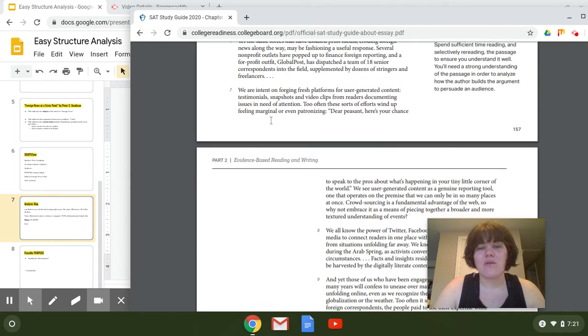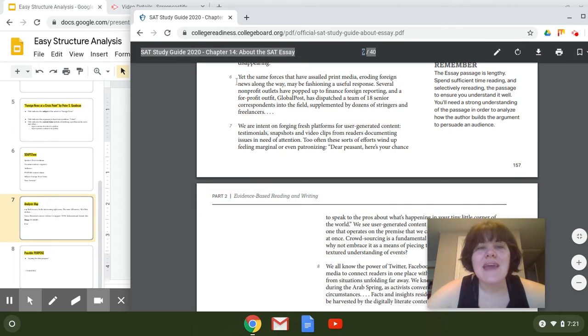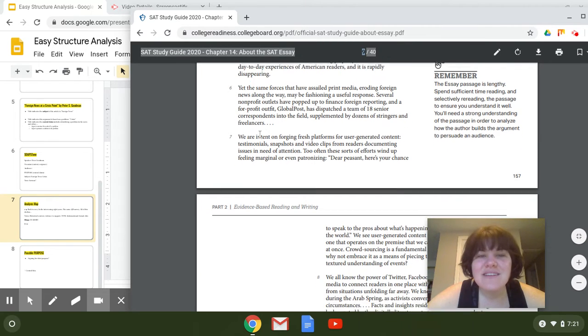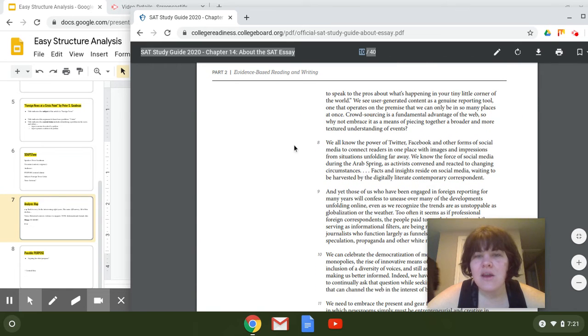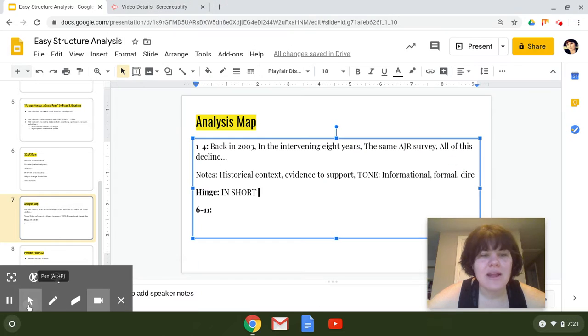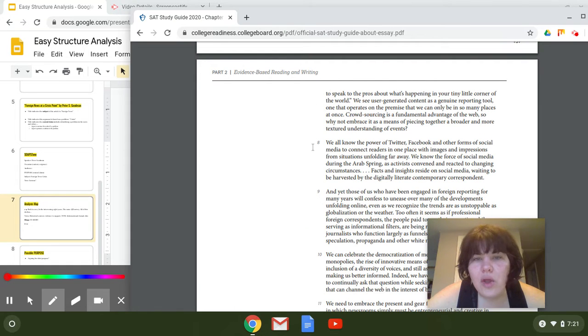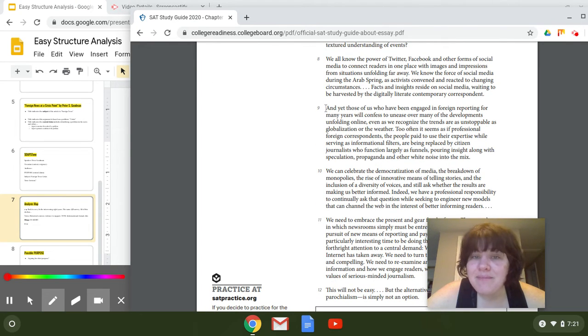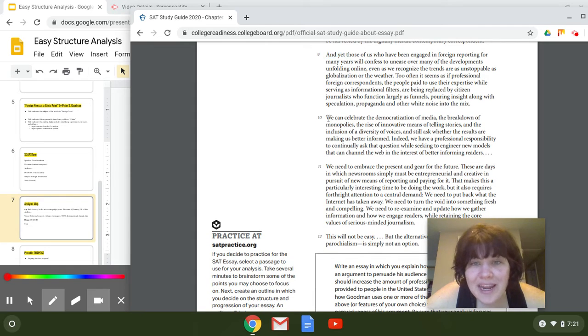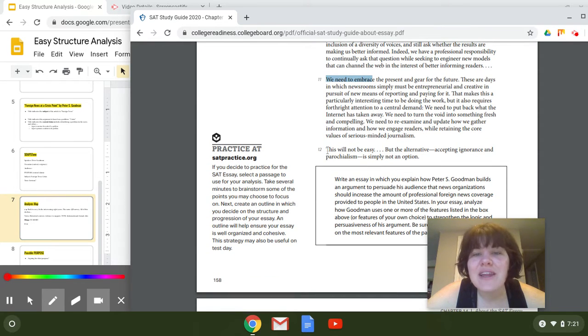Look at paragraphs 6 through 11, okay? "Yet." That's an important one. "Yet, we, our intent, we all know." Sorry, let me indicate that with my editing tool here. "We all know." Okay, do you see that there? I'll just highlight. Another "yet." "We can celebrate." Oh, I see a little tone shift there. "We need to embrace." And finally, a little sneaky paragraph: "This will not be easy."